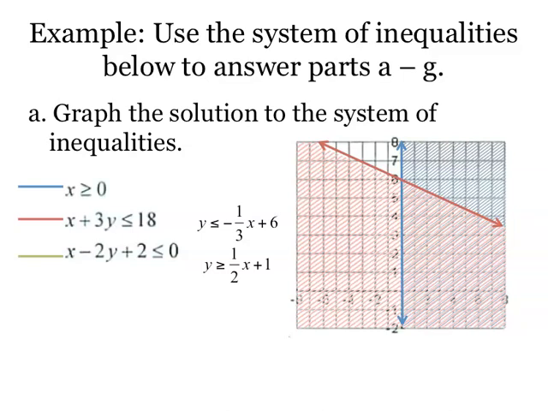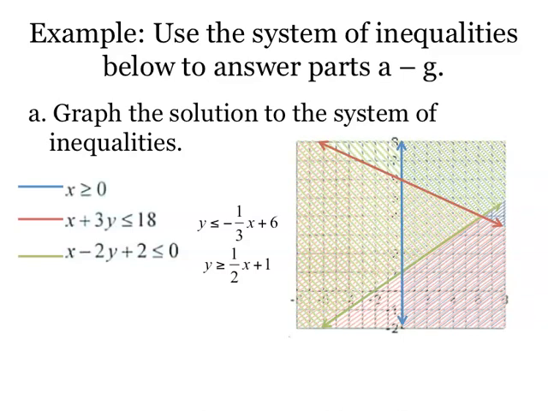So y is greater than or equal to 1/2 x plus 1. That's a line with a y-intercept at 1 with a slope of 1/2. So here's that line. And then again, we can use that trick where let's use (0, 0), plug that in. We have 0 is greater than or equal to 0 plus 1. 0 greater than or equal to 1 is not true, so I'm going to shade on the side that does not contain (0, 0).